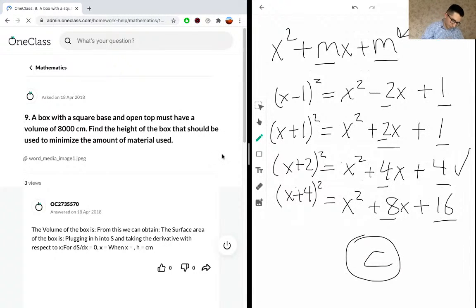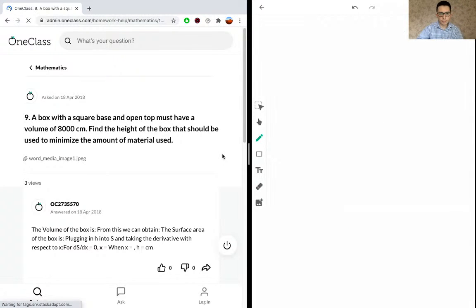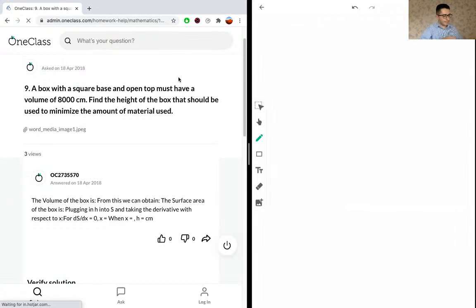All right. Let's go on to the next question. So here we're asked: a box with a square base and open top must have a volume of 8,000 centimeters. So this is probably a typo. It should be 8,000 centimeters squared. Find the height of the box that should be used to minimize the amount of material used.